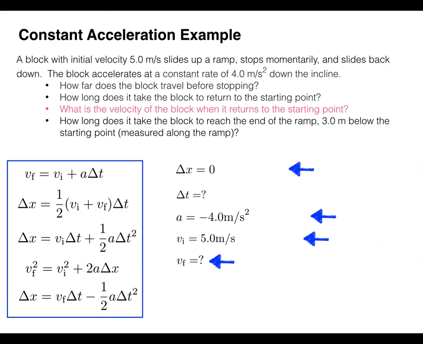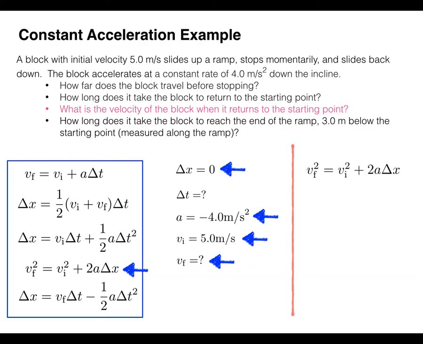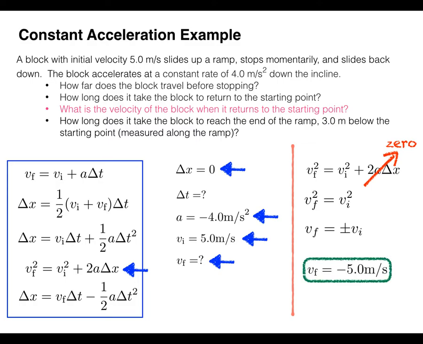So we want this. We have these other three. We're looking for the equation that involves delta x, a, vi, and vf. This is the best choice. And because delta x is 0, the term 2a delta x is 0, which means that vf squared is equal to vi squared, which means that vf is plus or minus vi. And of course, we know that when the block returns to the starting point, it is moving in the negative direction. And so that means that vf is equal to minus vi, or minus 5 meters per second.